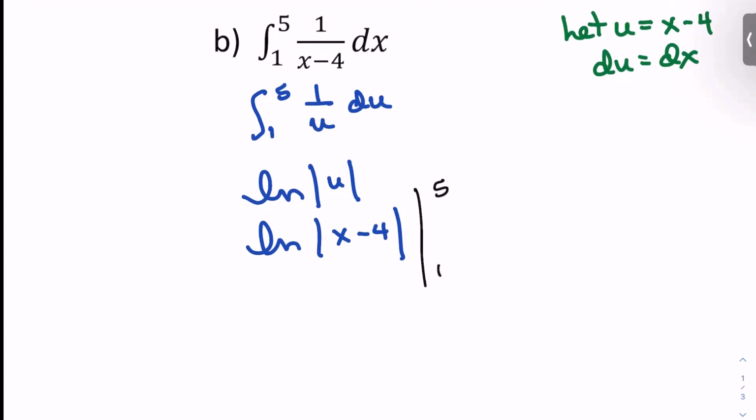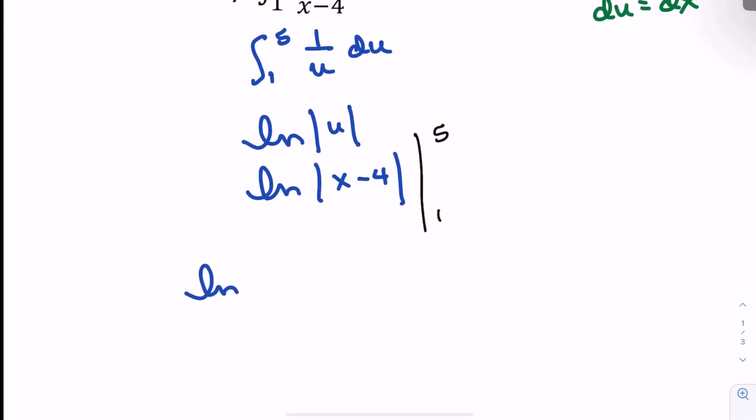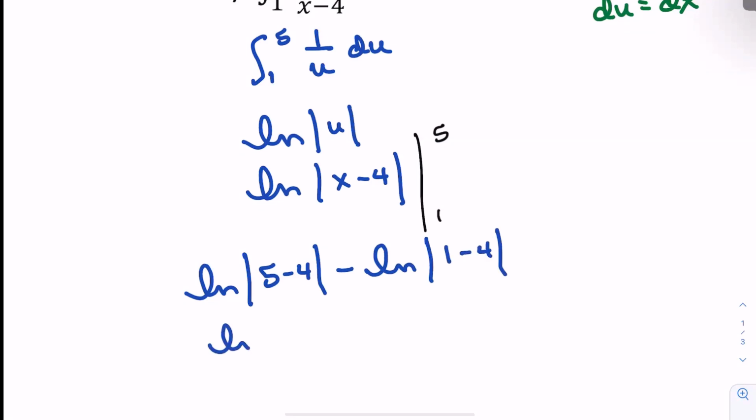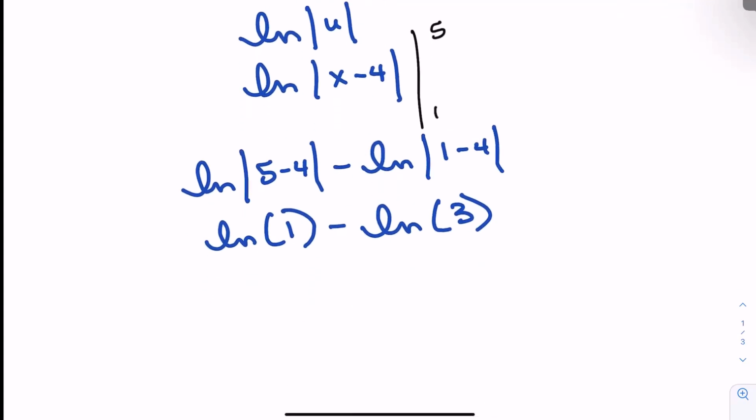If we plug in the upper limit of 5, we get the natural log of the absolute value of 5 minus 4 minus the natural log of the absolute value of 1 minus 4. So that's the natural log of 1 minus the natural log. That gives us a -3, but remember, it's an absolute value, so that would be the natural log of a +3. So we can write this as the natural log of 1/3 or a negative natural log of 3.